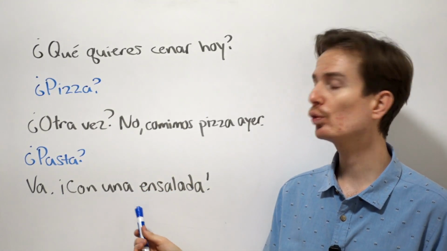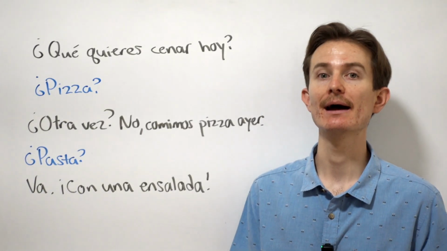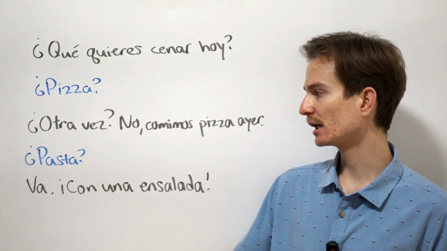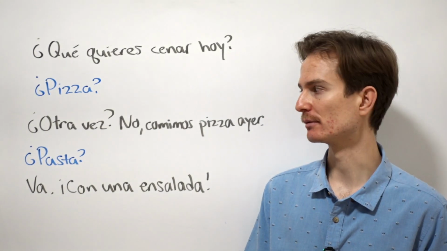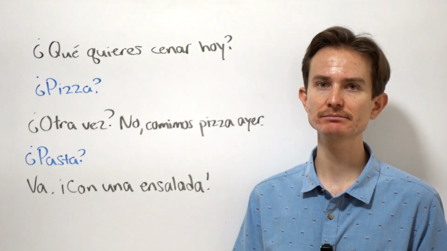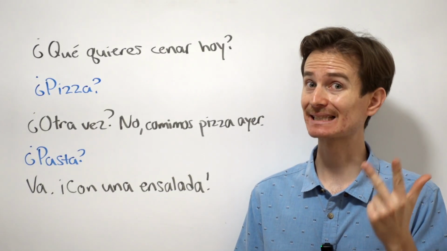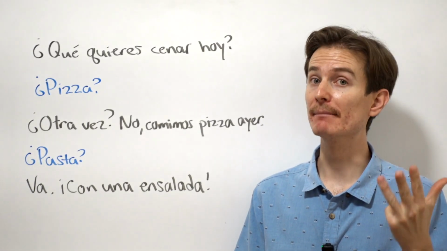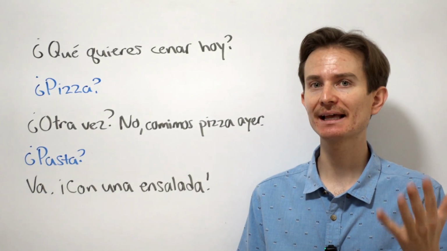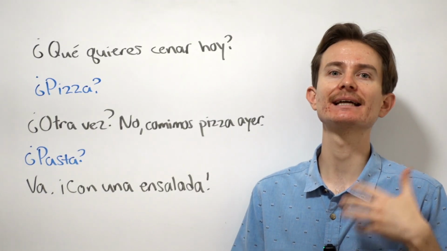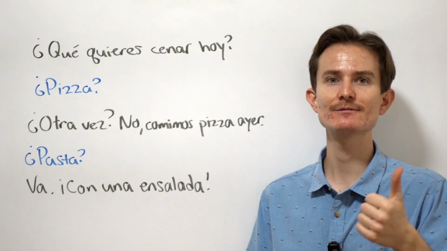Va, con una ensalada. So you might have heard people in Spain say something like "vale," but in Latin America, you could just say something like "va," which means okay, sounds good. Ways that you can agree with someone could be okay, "va," "está bien," "me parece bien," or you can even say something like "va que va." Va que va. That's like an optimistic way to say, yeah, that sounds good. Va que va. All right, let's move on to the next conversation.